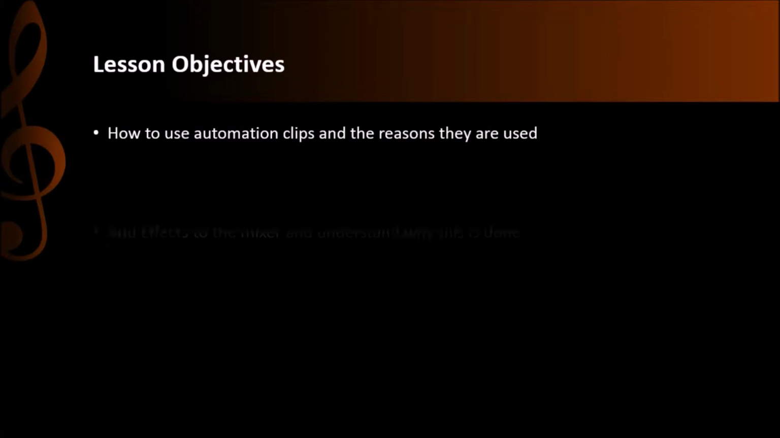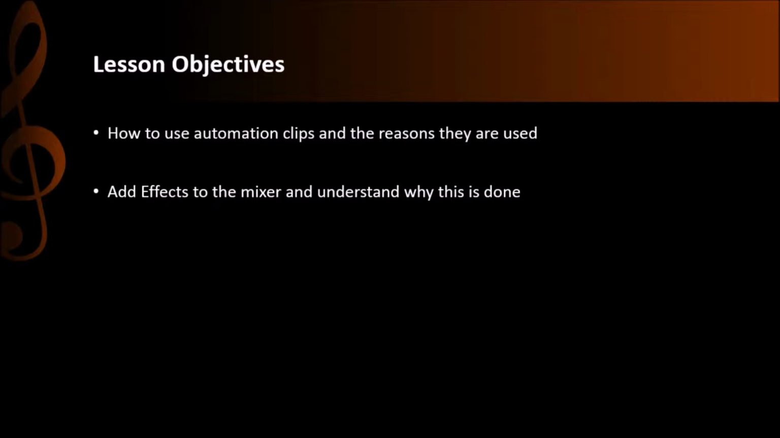Today's lesson objectives are how to use automation clips and the reason why they are used. We'll go through that throughout the video. Basically, automation clips are a way to control volume, pitch, anything that is controllable on the mixer. You can change it up or down, change the pitch higher or lower, and the reason we use these are to save computer RAM memory and to improve the sound quality.